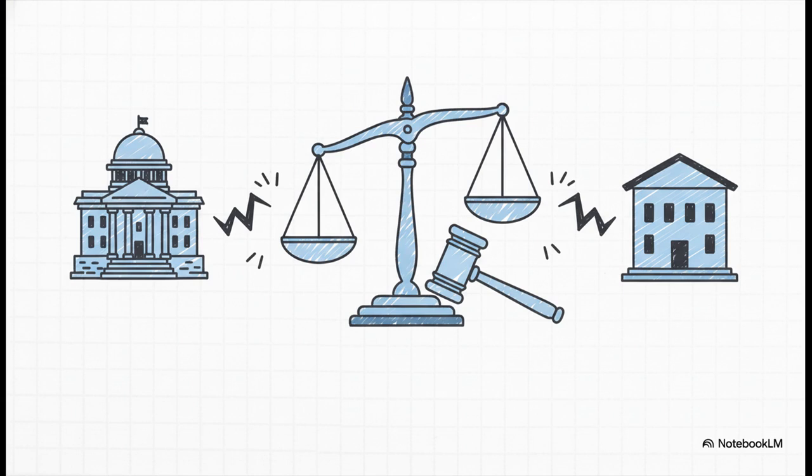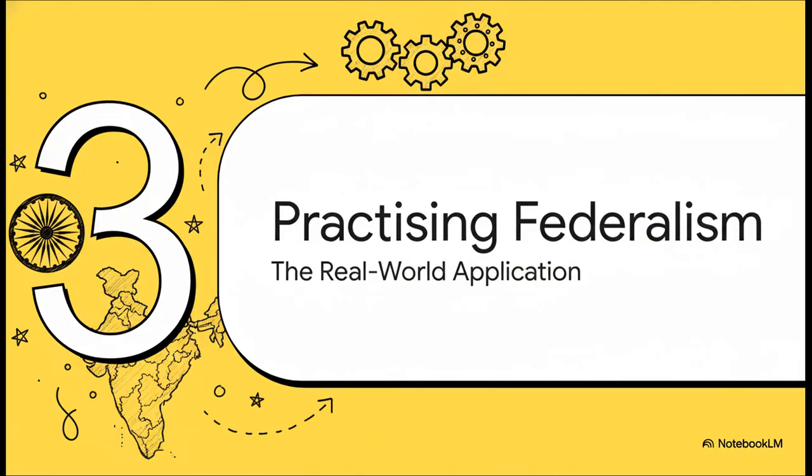This is a very crucial point, because it's the judiciary that ensures the whole system works. Okay, so we've talked about what's written in the Constitution, but having provisions is one thing. The real success of federalism depends on how it is actually practiced in our democratic politics. So let's look at that now.